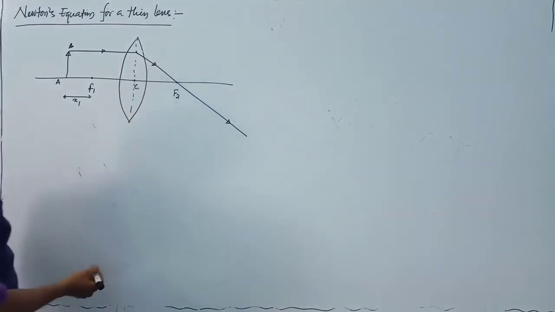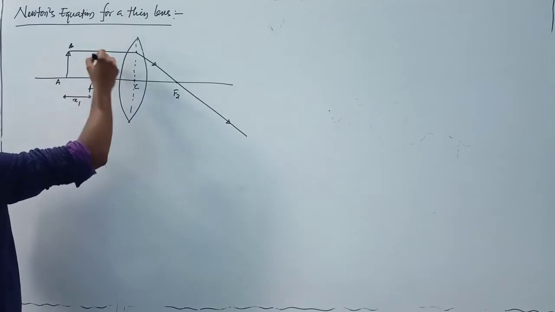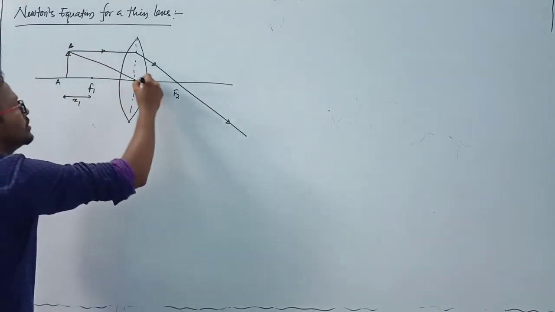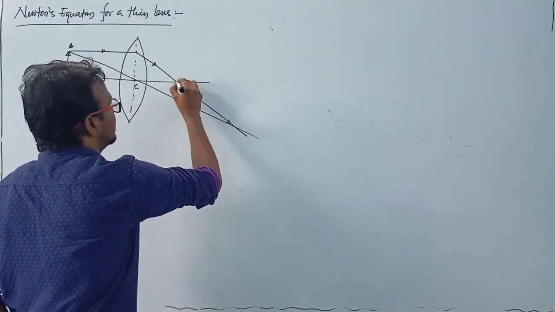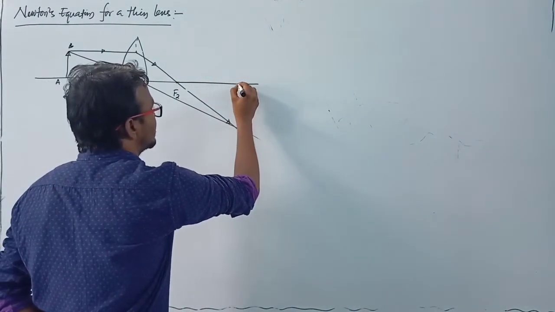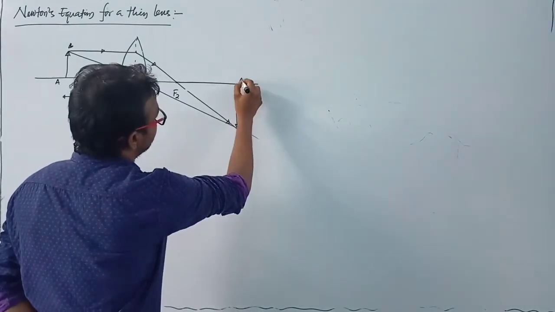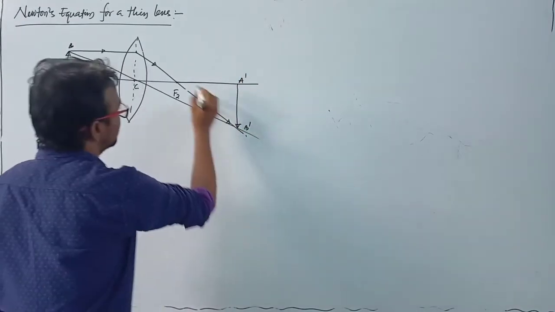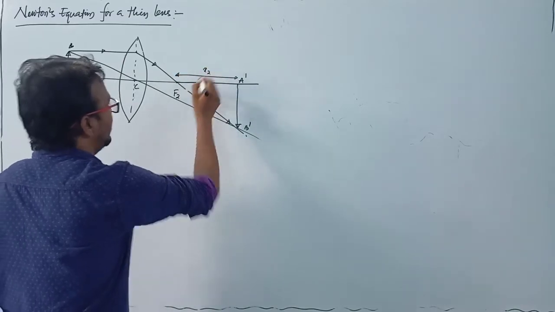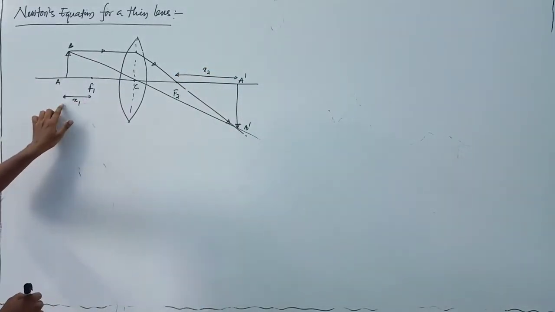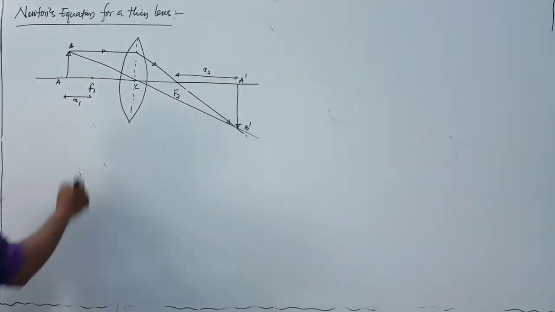Clear? Next, if we take another ray passing through the optical center, these two rays meet at this point, which forms the final image, A'B'. Suppose this distance is x2, clear, and this distance is x1 from the first focus, and this distance is x2 from the second focus. Now we have to derive a relation.